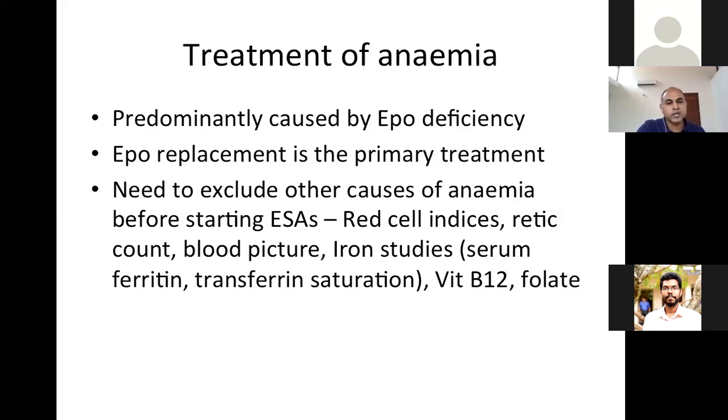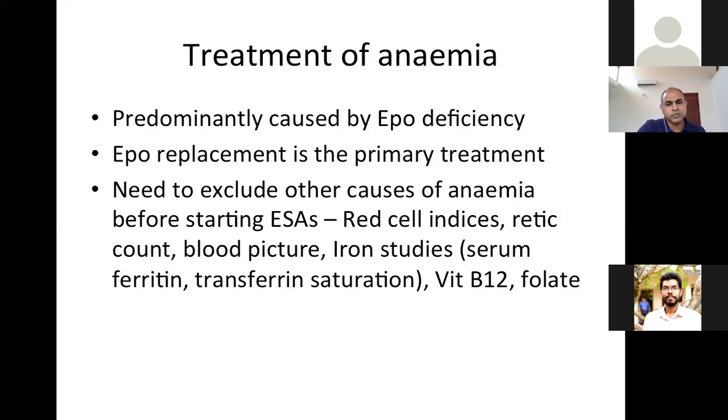So before starting erythropoietin, ESA stands for erythropoiesis stimulating agents. So erythropoietin is one of the erythropoiesis stimulating agents. There are other substances also, which I'm not going to go into detail. But erythropoietin is the prototype of erythropoiesis stimulating agent. So before starting ESAs, you have to exclude other causes for anemia apart from erythropoietin deficiency.